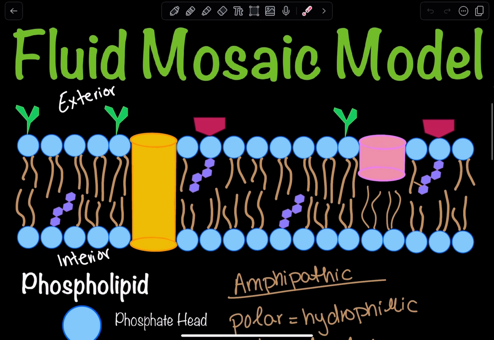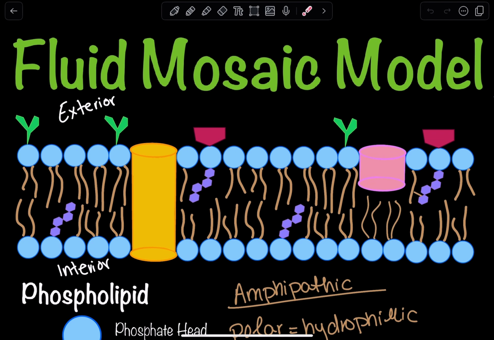And that is essentially the fluid mosaic model. The fluid mosaic model describes the structure of our cell membrane, the components of our cell membrane. And remember, this plasma membrane, it's present in all organisms. It's going to be in humans, it's going to be in other animals, it's going to be found in plants, and it's going to be found in bacteria.